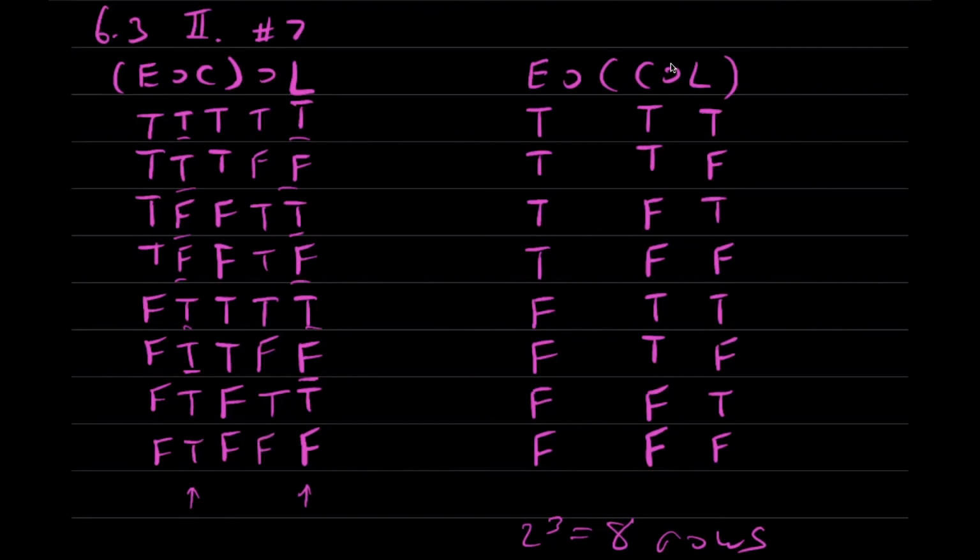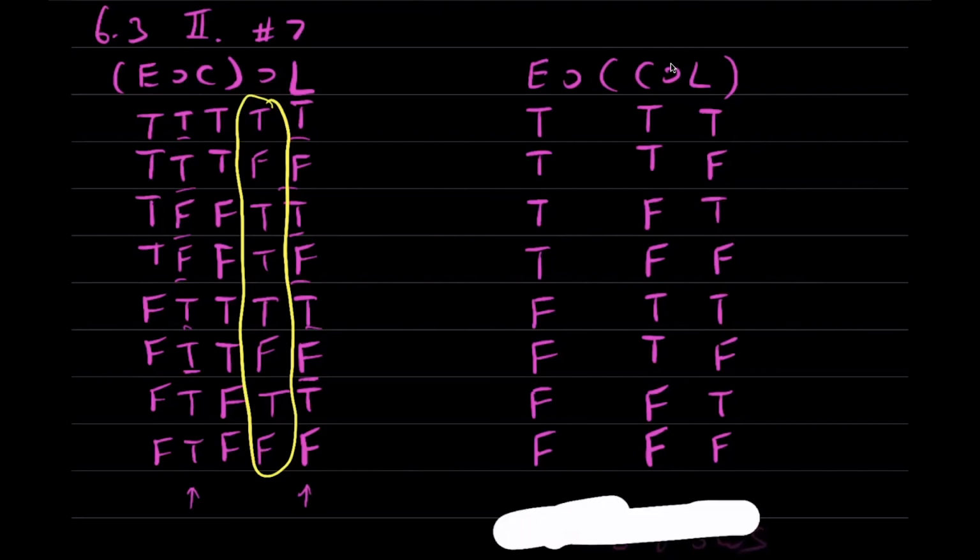And I'm going to change colors and circle that column underneath that main operator. Those are the values we care about. All the other values are just extraneous information at that point. We're going to do the same thing on the right. In fact, let me get rid of this note here. There we go. A little cleaner on the eyes.